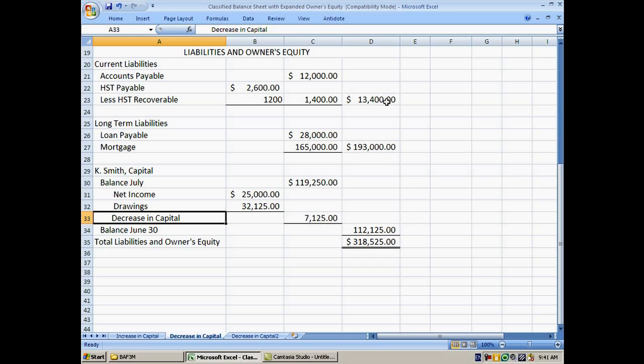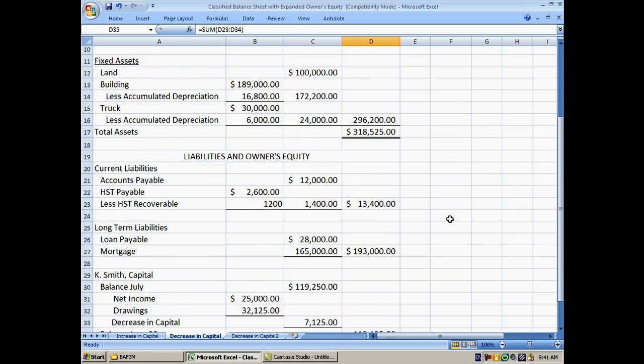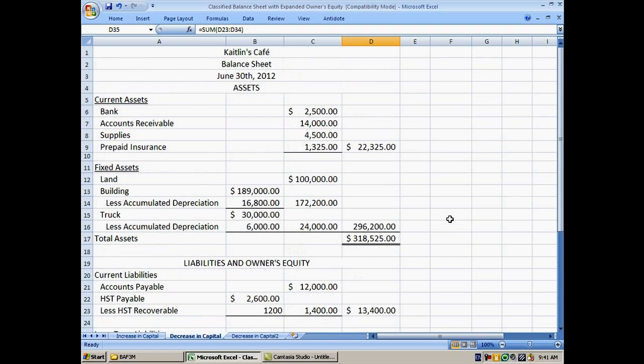Okay, and then you would again add up your current liabilities, long-term liabilities, and your owner's equity balance, your capital balance, which is $318,000, and make sure that that balances your total assets.